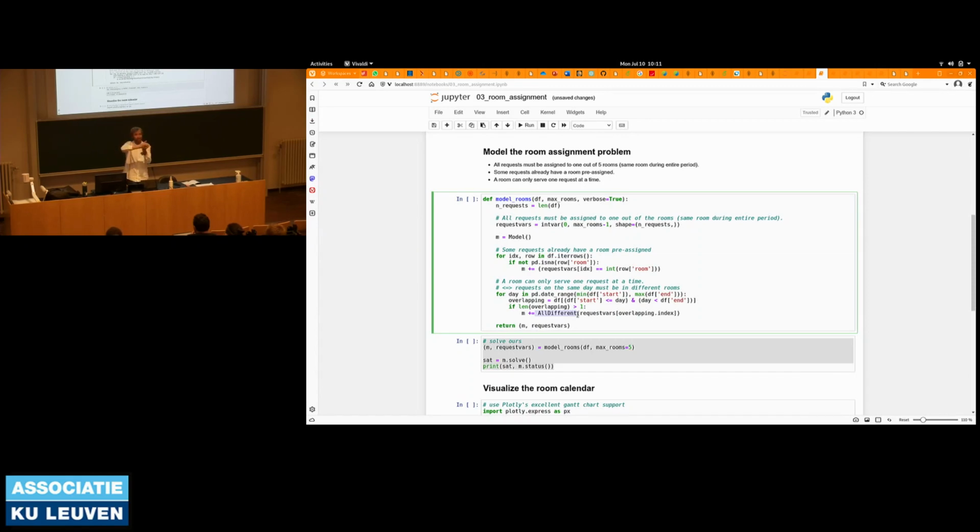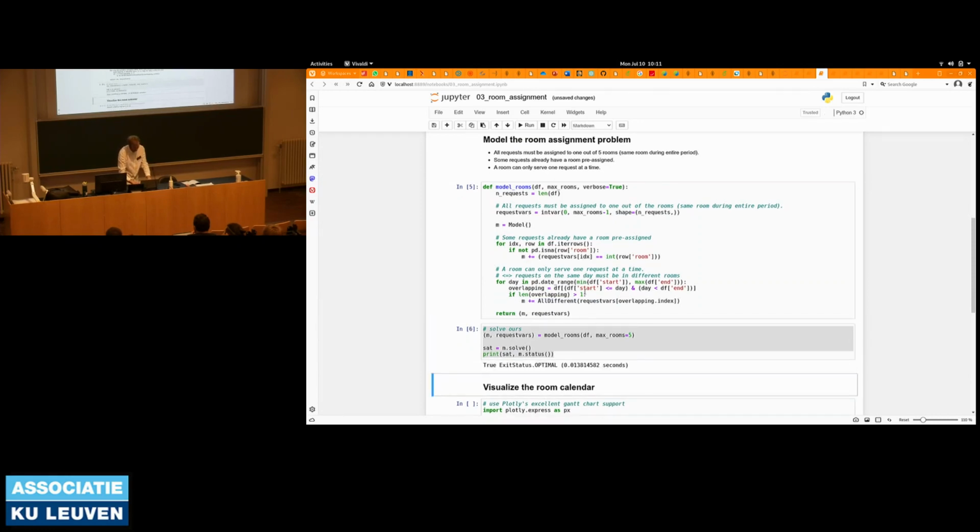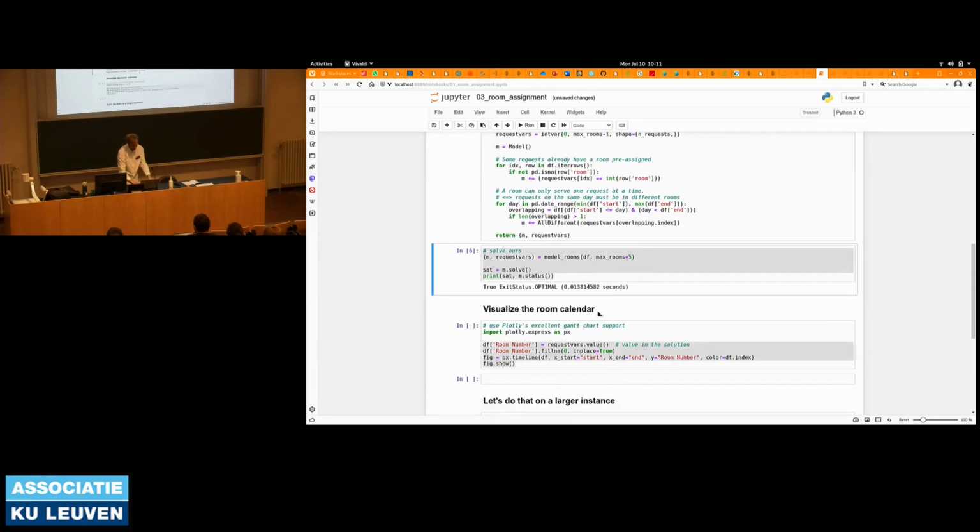So these 5 requests each need to be in a separate room. That's basically the only constraint in this problem. Well, some are pre-assigned, and for all of the requests that overlap, these need to be in a different room. And then for the entire period, they have to be in the same room. So it's just all different constraints, and you can use a solver to solve it.